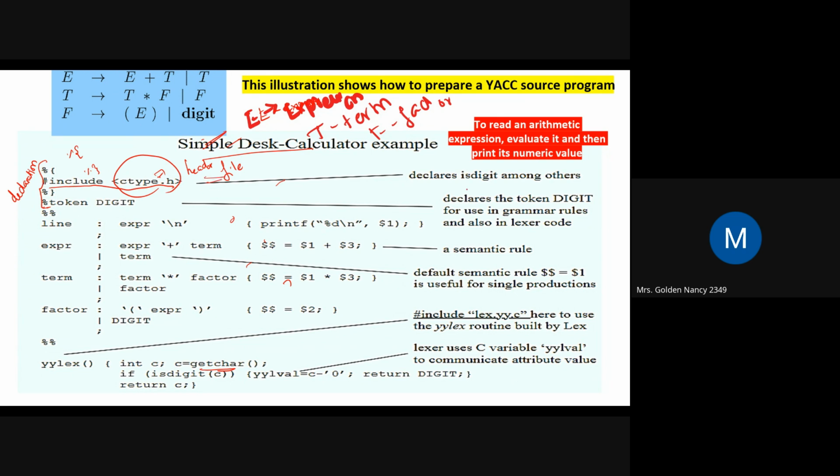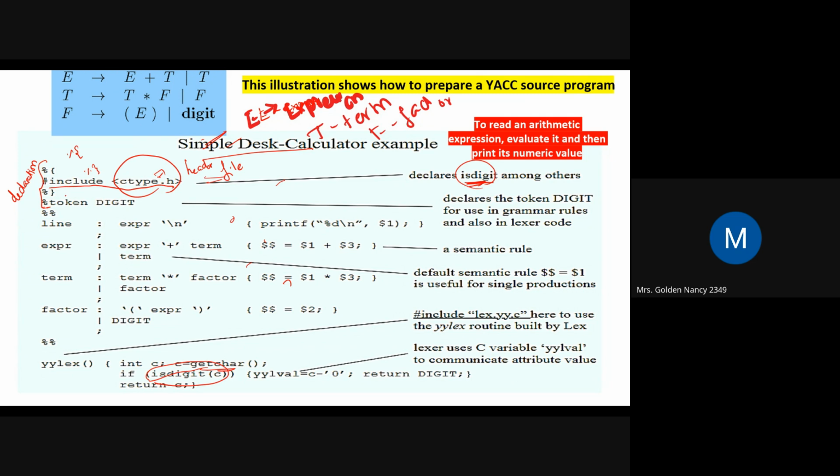See here, it helps you to find isdigit. It helps you to find this particular function, so we are using this header file. Like this you write the program and start giving the explanation simultaneously, one by one, line by line.